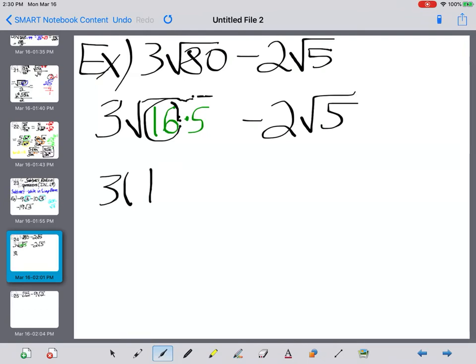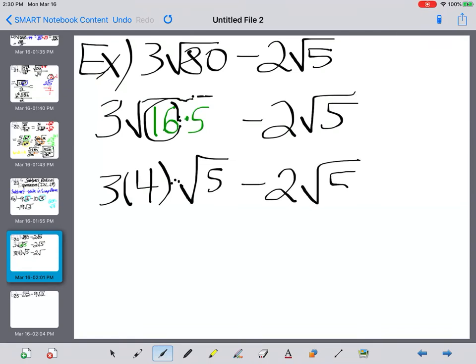So, I'm going to have 3 times 4, the square root of 16 is 4, and then all of that is going to be times the square root of 5. And then we're still taking away minus 2 on the square root of 5. Notice, now we have square root of 5 on both of those. So we actually will be able to do some combining in just a moment.